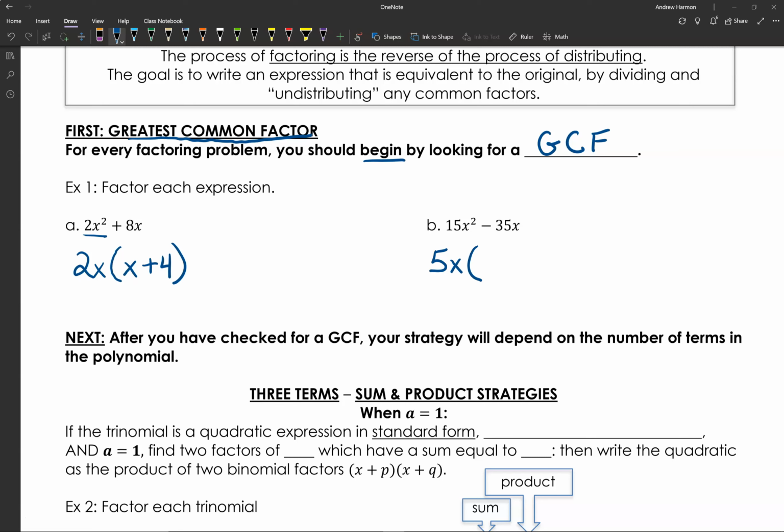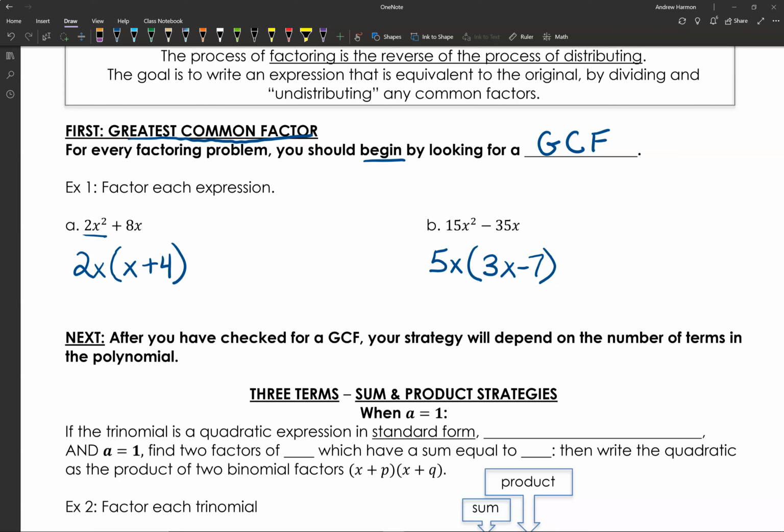Then if I look, 15x squared divided by 5x, that's going to be 3x. Negative 35x divided by 5x, that's going to be negative 7. That's it. And again, if you were to distribute that 5x over both of those, you get back to this original expression. That's a quick way to check yourself, make sure you're right. So that's the thing you should always look for first. Does it have a greatest common factor?